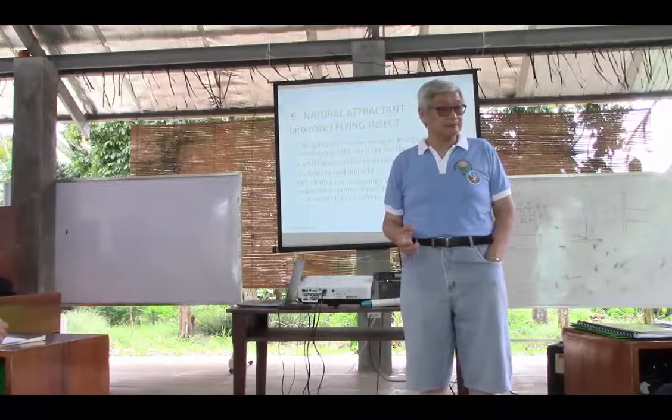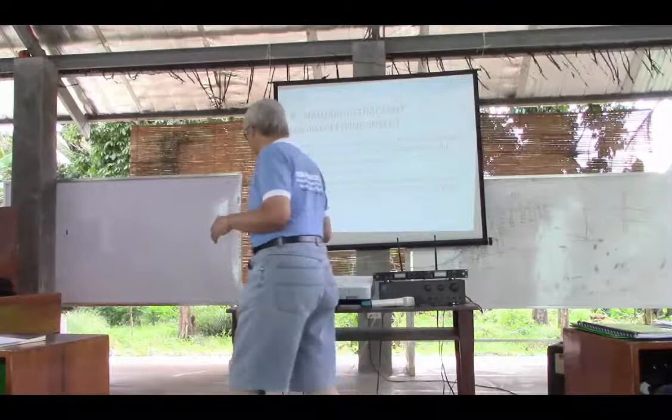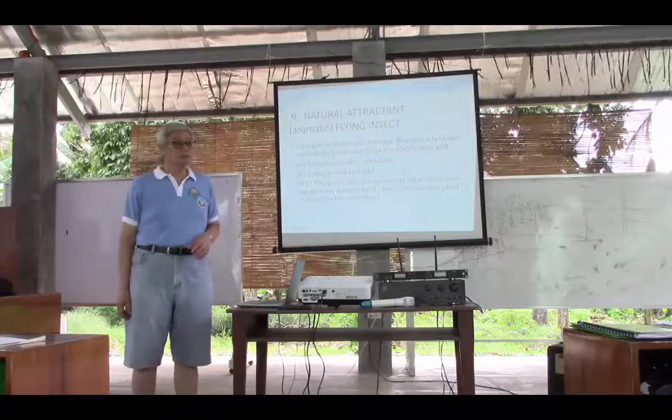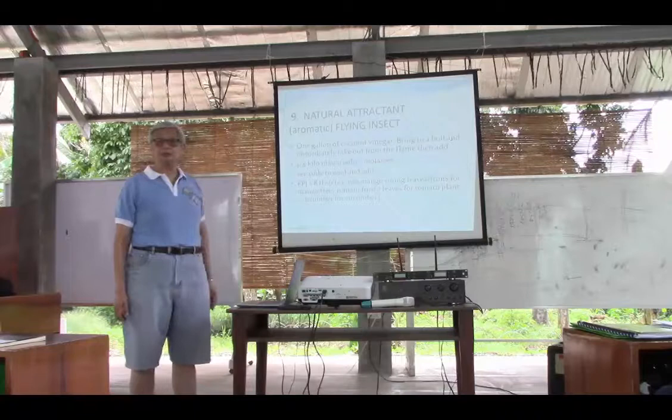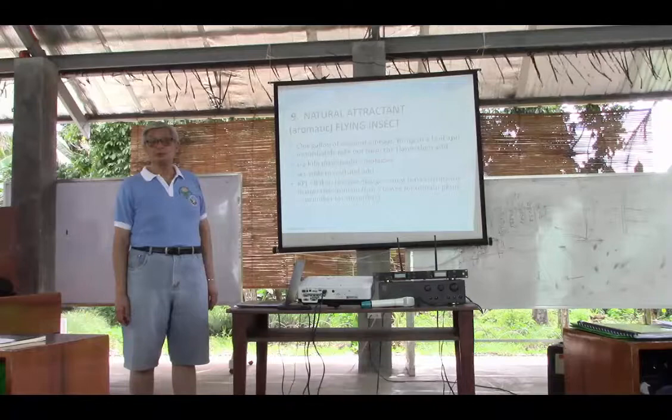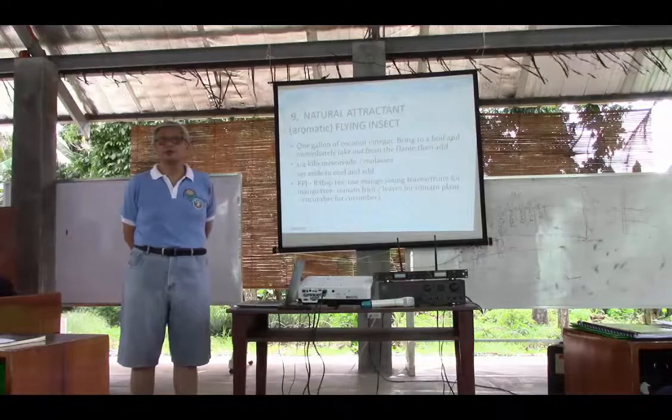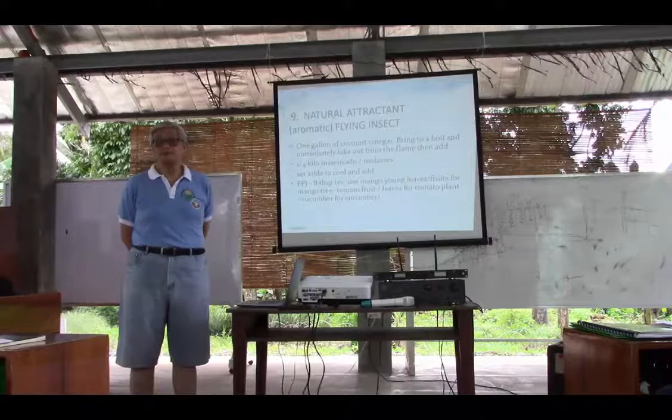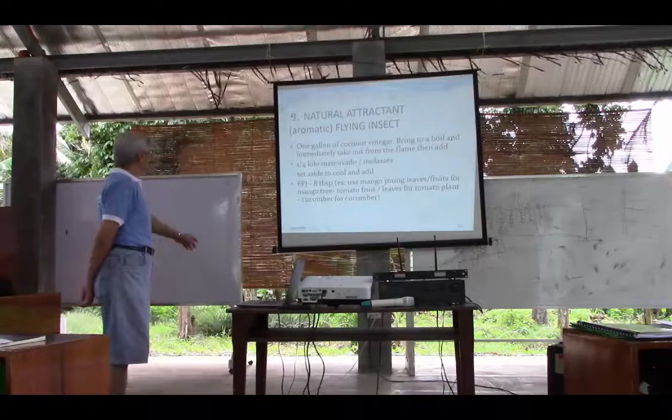Claro ba? Okay. Now, after mixing this, how much molasses do you put? 1/4 kilo. That will be around 1 gallon? No, the molasses will be how many milliliters or liters? 1/4 kilo is a quarter. 250 ml. Okay. And 8 tablespoons of FPJ.